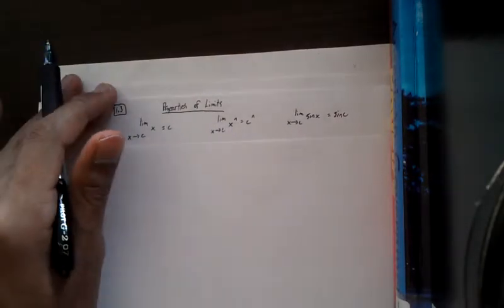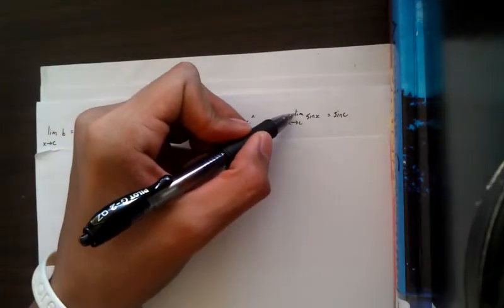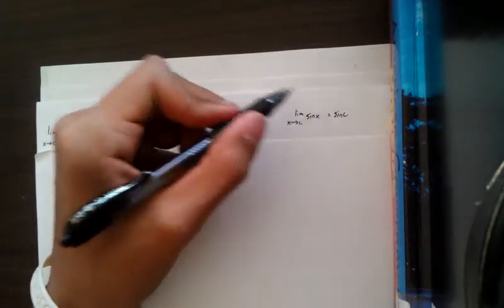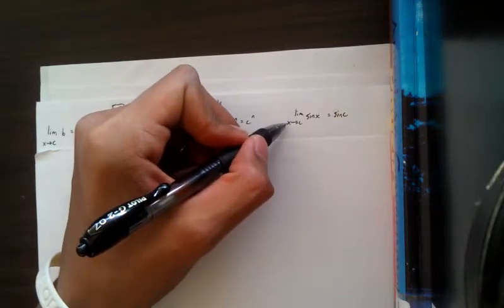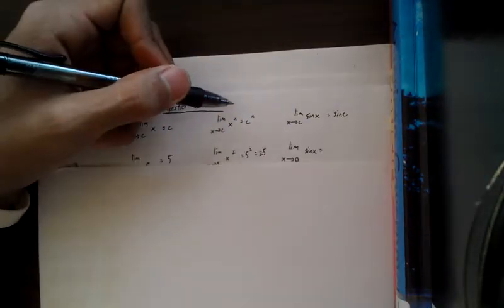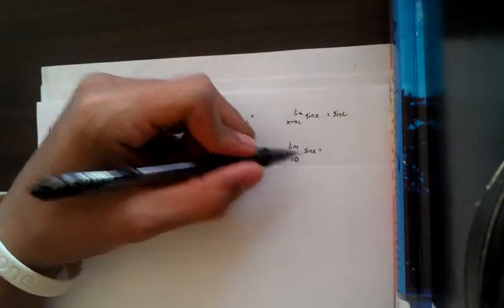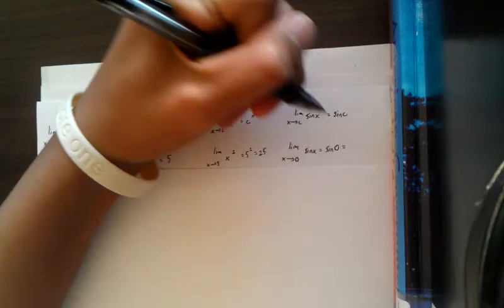And finally, just a trig function to show you that these same properties still apply to trig functions. The limit as x approaches c of sine of x is just going to equal sine of c. So pretty much when you see an x in your function, you're going to plug in whatever value they give you for c. For the example, the limit as x approaches 0 of sine of x is going to equal sine of 0. The sine of 0 is just 0.